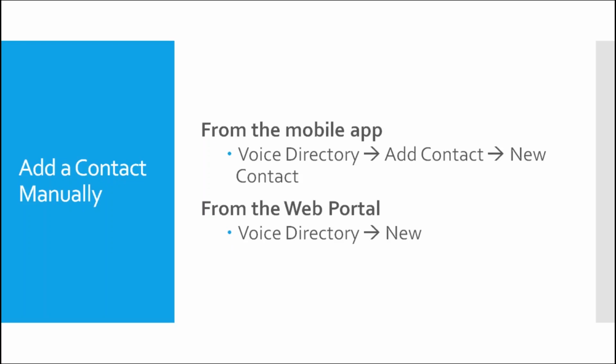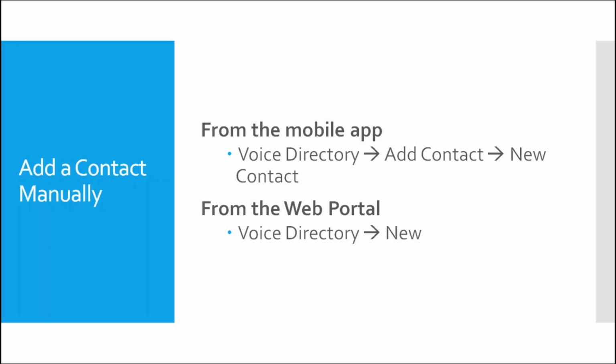You can also add or import contacts manually into your voice directory. From the mobile app, if you want to add a contact manually, you can tap on Voice Directory from the dashboard. At the bottom left corner, on the left of the virtual assistant icon, you can tap on the Add Contact icon, and you will be prompted to choose between adding a new contact or an existing contact. In this case, you will select a new contact and tap Submit.